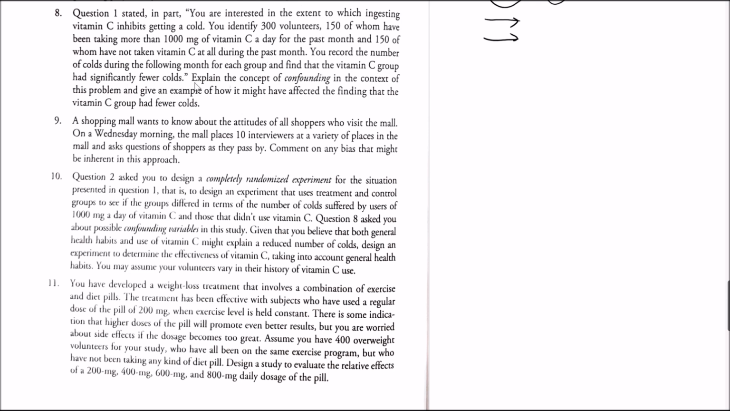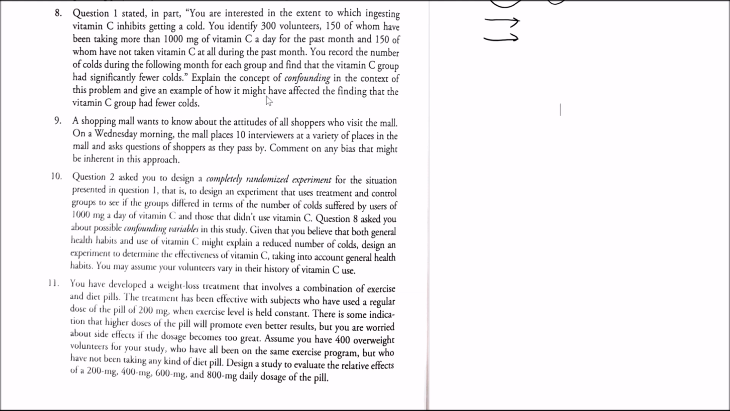had significantly fewer colds. So explain the concept of confounding in the context of this problem and give an example of how it might have affected the finding that the vitamin C group had fewer colds. So the concept of confounding is it's possible that there's a variable whose effects cannot be separated from the effects of the vitamin C. In other words, it's another variable besides the vitamin C that could influence the response, meaning it could also cause fewer colds, right?